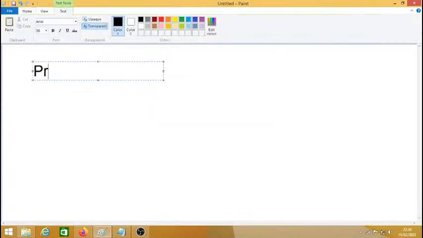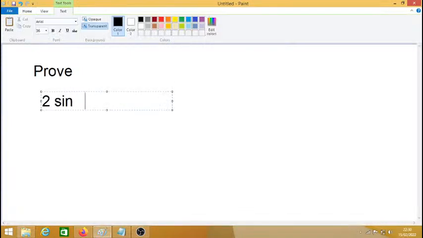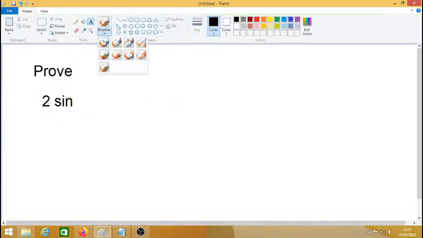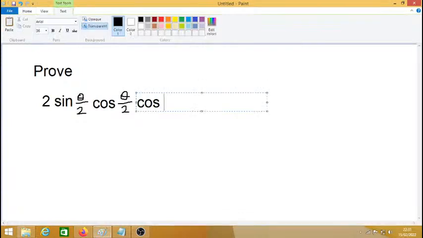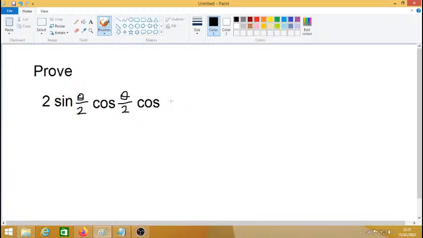Bismillah ar-Rahman ar-Rahim. Today you have to prove that 2 sine theta over 2 times cos theta over 2 times cos theta is equal to, or identical to, half sine 2 theta.